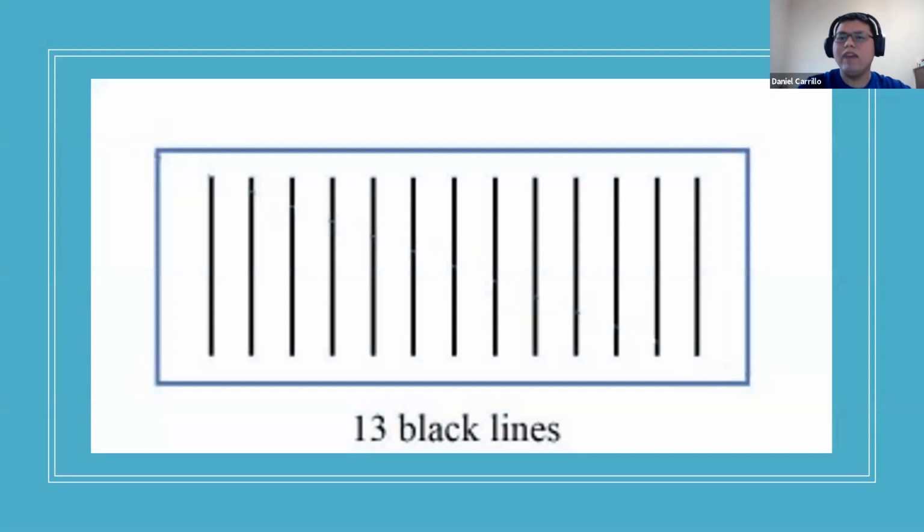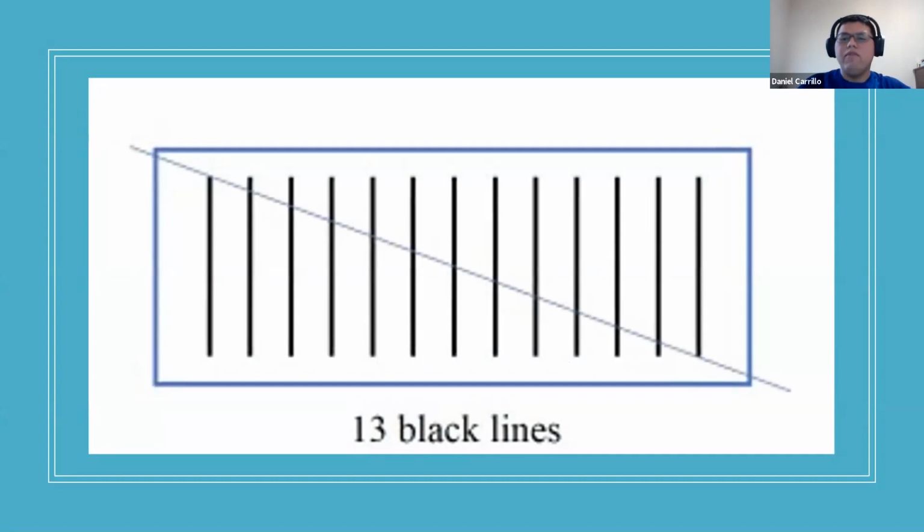On this slide, we have a white rectangle, and let's assume this white rectangle is a piece of paper, and it has 13 lines of equal length on it. Just to make sure, let's go ahead and count them. 1, 2, 3, 4, 5, 6, 7, 8, 9, 10, 11, 12, 13.